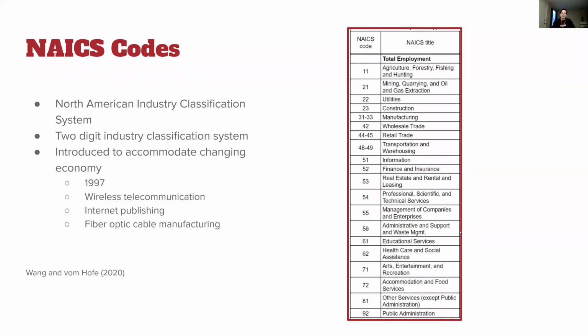The industries we'll be looking at are identified by two-digit NAICS codes. This is an industry classification system. It was established in 1997 to accommodate rapidly changing economics in the wake of wireless communication and the advent of the internet.